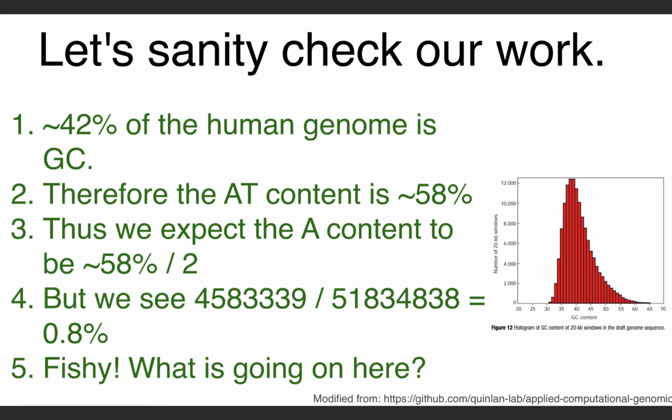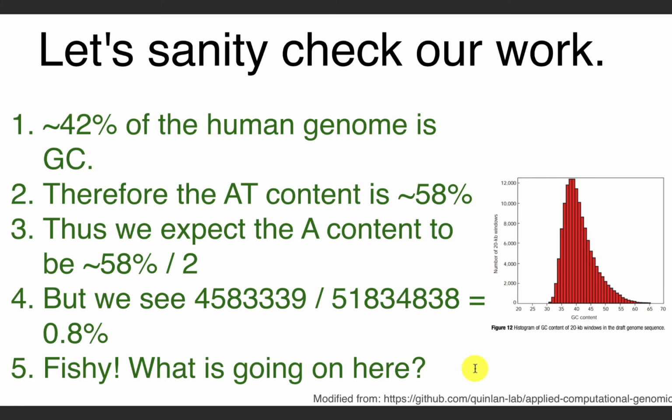Okay, so let's, as biologists, take a minute and double check our work. 42% of the human genome is GC content, while 58% is AT, and about half of that should be A alone. If we divide the 4.5 million by the total number of nucleotides that we calculated earlier, which was around 52 million, this is a typo here, we're seeing only 8% of the total nucleotides being flagged as A. So that doesn't really mesh with what we expect from the human genome.